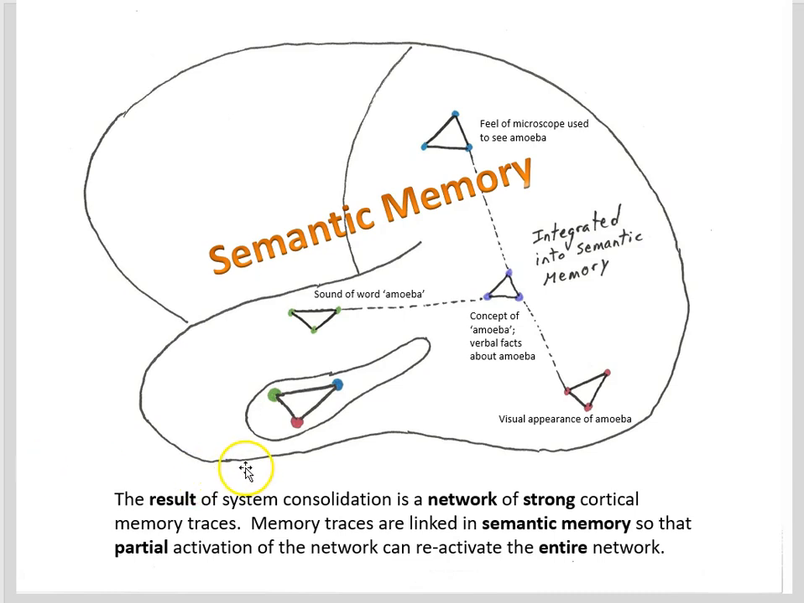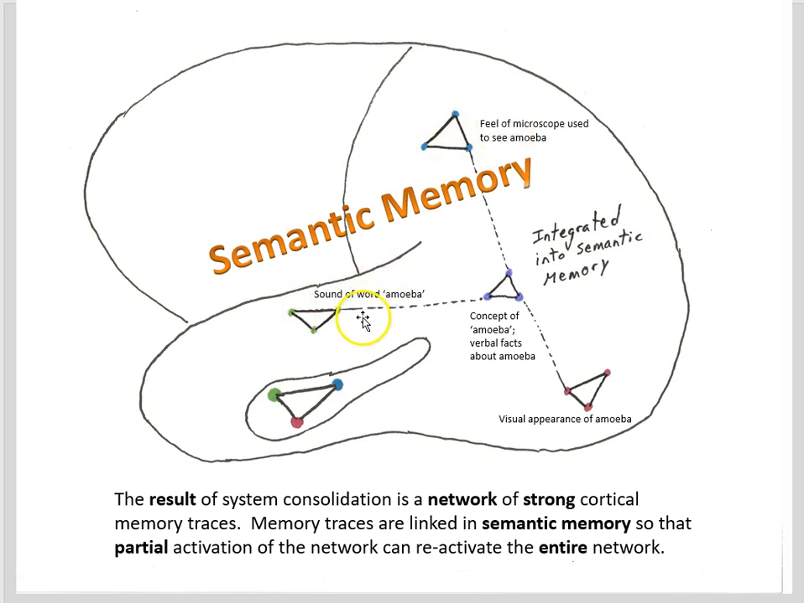Now, the result of system consolidation is a network of strong cortical memory traces. Memory traces are linked in semantic memory so that partial activation of the network can reactivate the entire network. So notice then we still have our strong memory trace in the hippocampus, but after consolidation, the cortical memory traces are now stronger. Notice the solid lines between the cells. And again, the idea is for that learning event where we were looking at amoeba and paramecium under the microscope, the visual appearance of amoeba and paramecium would be stored in cortical memory traces in the visual part of the brain. What the microscope feels like would be stored in the touch part of the brain.